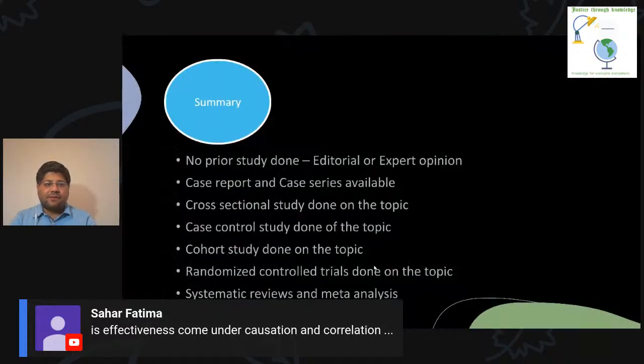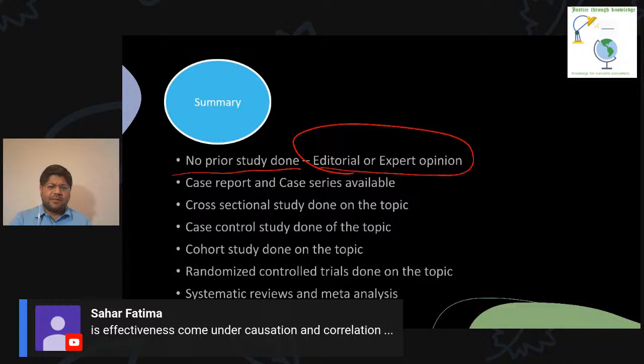So this is the summary of what we are talking about. There's no prior study. We didn't talk about it a lot, but this is also a thing: if there's not even a case report or case series, a lot of experts come together and make an opinion about this. A specific example would be when the first few cases of COVID-19 emerged, and there was not a lot of evidence. So what is the best way to proceed in that situation?